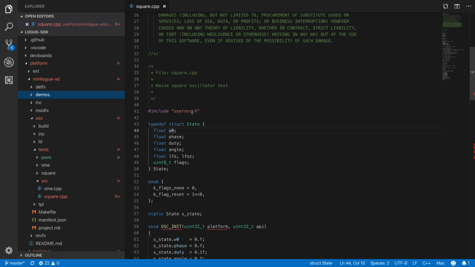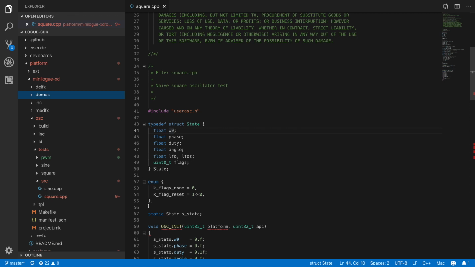First of all, we do have an include over here. We are including user oscillator.h. That's an include file, and it's important for all the definitions in here. We will look into this one when we are explaining the waves oscillator. Right now, let's just stay in this file.